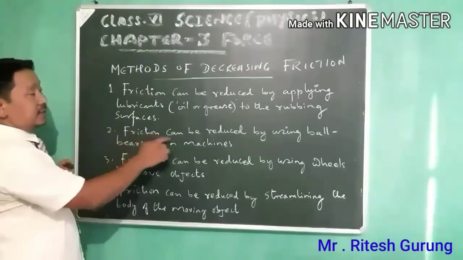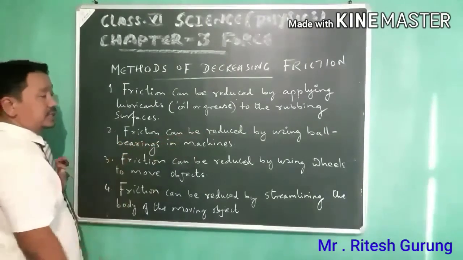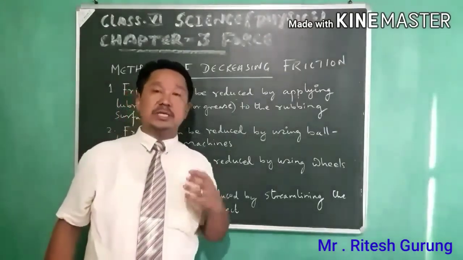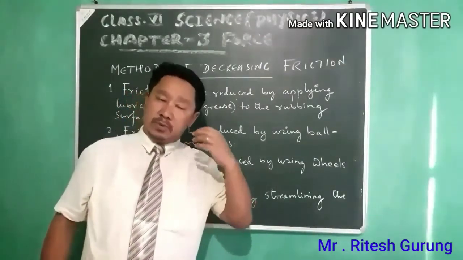Second, friction can be reduced by using ball bearings in machines. This is usually seen in motorcycles.